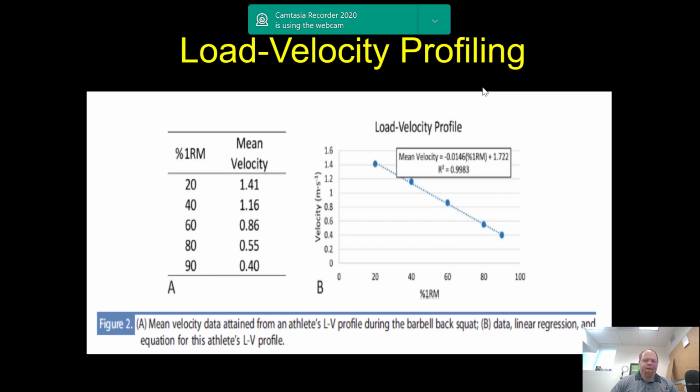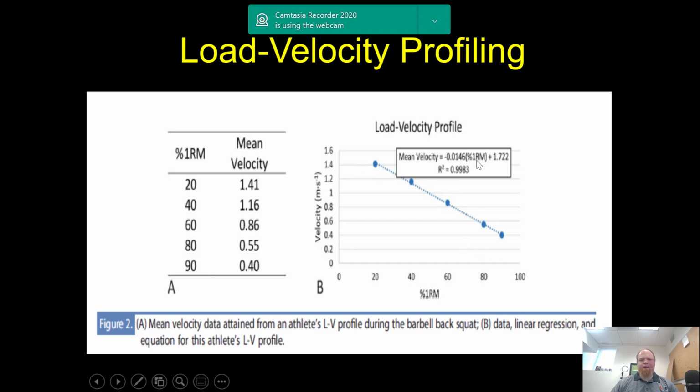Now, this is an example of a load velocity profile, and most people have probably already seen this, and this is in an individual. So this one individual at 20% hit 1.41, 40% 1.16, 60% 0.86, 80% 0.55, 90% 0.40. And this is on a back squat exercise. And we could see how closely this individual fit to that regression line. It wasn't perfect, but we could see that the predictive value is pretty darn good at 0.9983. And this is an individual load velocity profile.